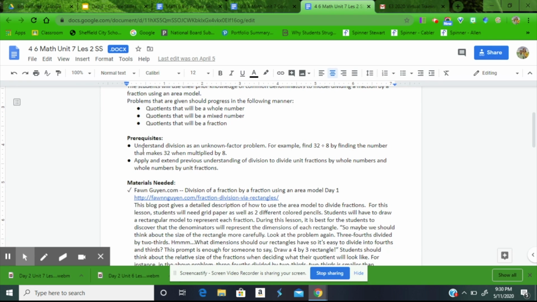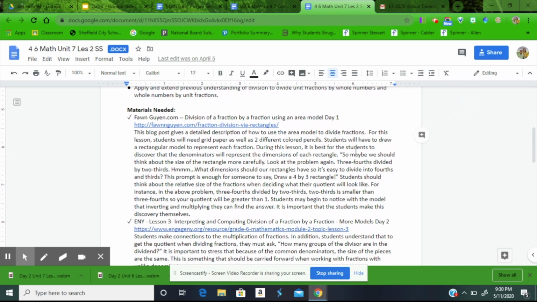In order to complete this lesson, 6th graders will need to understand division as an unknown factor problem. For example, find 32 divided by 8 by finding the number that makes 32 when multiplied by 8. Also, apply and extend previous understanding of division to divide unit fractions by whole numbers and whole numbers by unit fractions, which was a 5th grade skill.